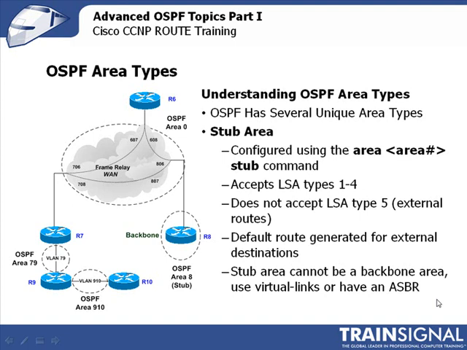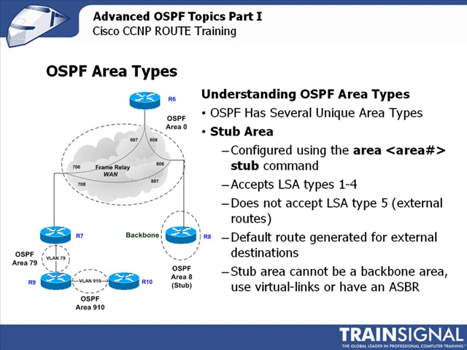The next type of area, this one's actually important, is called a stub area. It's configured using the area number stub command under the OSPF routing process. It accepts LSA types 1 through 4, but it does not accept LSA type 5s or external routes. There's a default route that's generated for external destinations. A couple of restrictions about stub areas.